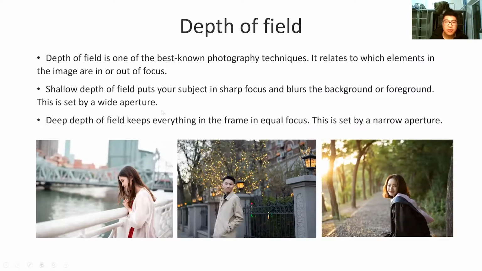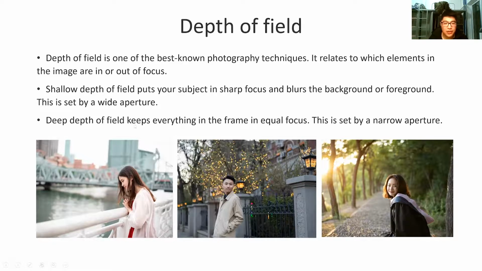Depth of field is one of the best known photography techniques. It relates to which elements in the image are in or out of focus. We were talking about that before: the blurred background, which is the depth of field. Shallower depth of field puts your subject in sharp focus and blurs the background or foreground. This is set by wide aperture. So here's the question: if you want to get a wide aperture, what should you use? Your f-stops. It means you use small f-stops.